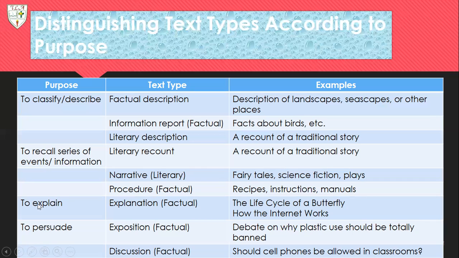So next purpose is to explain. Explanation or factual explanation falls under the factual text type. So an example of that is the life cycle of a butterfly, or how the internet works. When you need to persuade the audience or the people, text type exposition is factual, also a discussion is also a factual text type. For example, when you are debating on why plastic use should be totally banned, or should cell phones be allowed in classrooms.